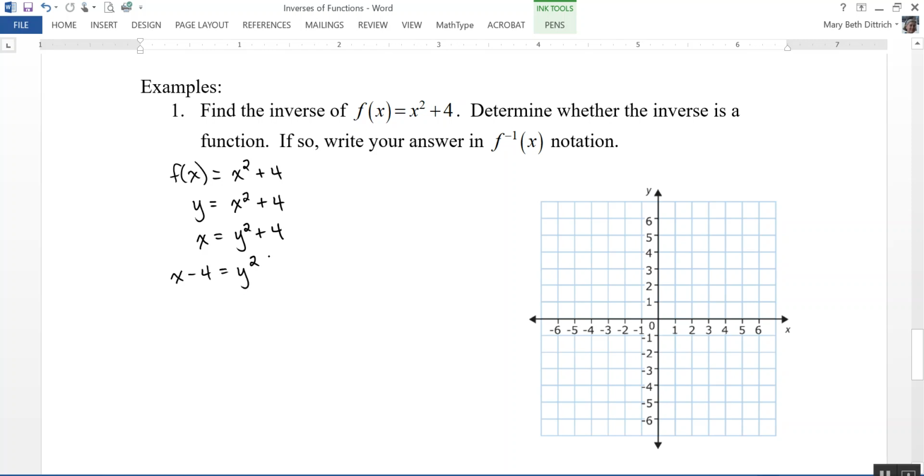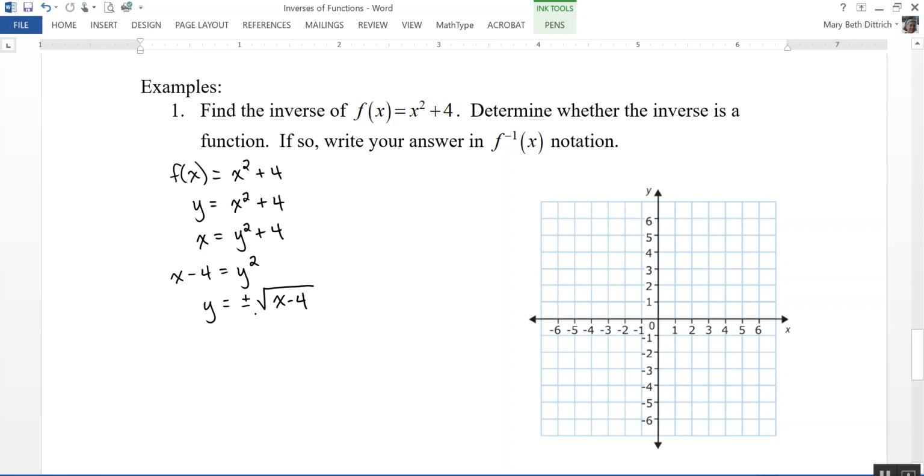And I'm going to flip it over the equal sign so I get my y on the left. To undo this squaring of y, I'm going to do the square root of both sides, and when I do that I need to do the positive or negative square root of x minus 4. So let's go ahead and graph that and see what that looks like.